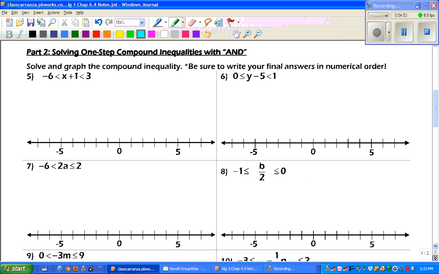Okay, now let's deal with solving. So solve and graph the compound inequality. Be sure to write your final answer in numerical order. So it's always from the lowest to the highest. How do you get the x by itself? Well, we have to subtract 1. And what we do to one side, we have to do to all of them. So -7 less than x less than 2. So at -7, we're open. At 2, we're open. And then with these, we're going to shade everything in the middle.